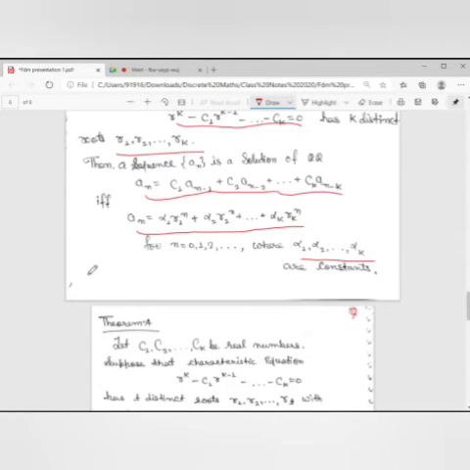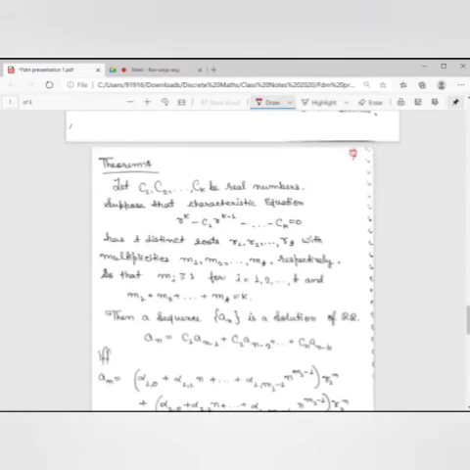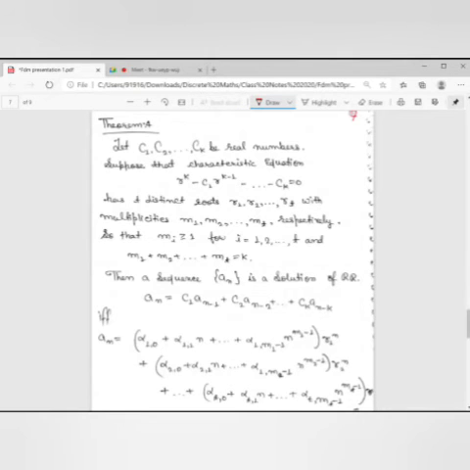Go ahead. Theorem number 4. Here we have seen the case when there are distinct roots. Now we will see if there are multiple roots and similar roots. What will we say? Let C1, C2, up to Ck be real numbers.